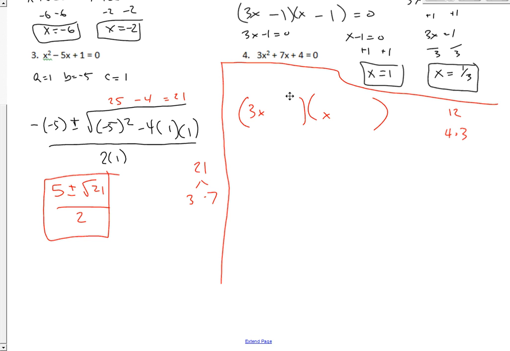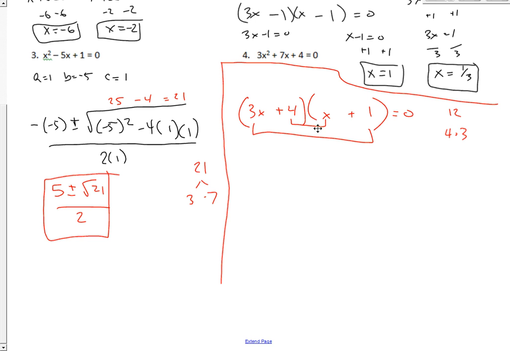So to get 3, I'm going to multiply 3 times 1. So this would line up with the 1 over here. And with x, 1x, I would multiply that by 4. So that is going to line up here. So this needs to be 4. I need to have a positive 7, so this is plus and plus. And you think about the FOIL process, 3x times 1 is 3x. 4 times x is 4x. And if you add those together, you get your 7x. So these are equal to 0.